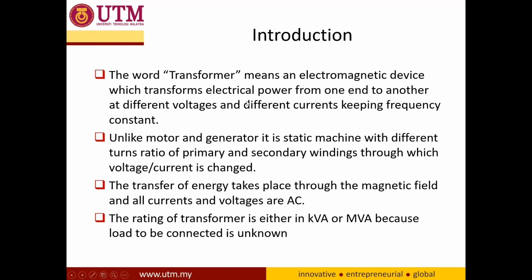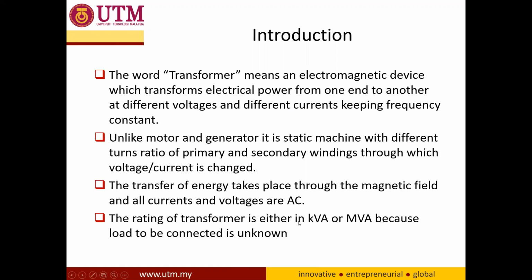from one end to another at different voltage and different current, but keeping the frequency constant. Unlike a motor or generator, a transformer is a static machine. We have a different turn ratio on the primary and the secondary side, which can change the voltage and the current. And the voltage and current that can be changed by a transformer must be AC voltage and current. So DC voltage and DC current cannot use a transformer.